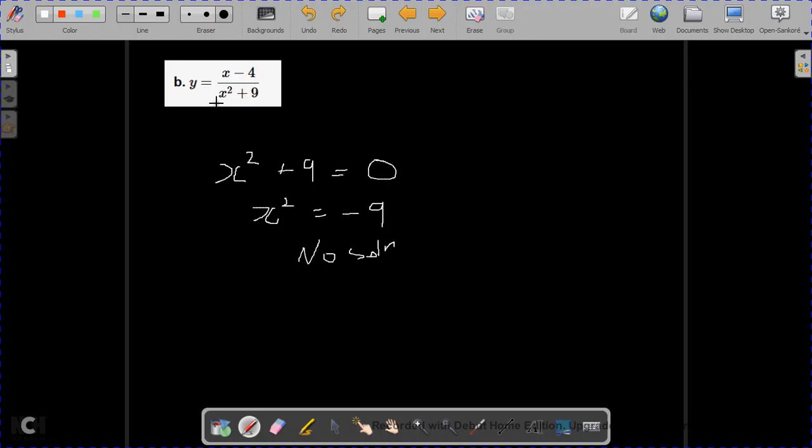and that's because we've got x squared plus 9. So all negative numbers, when we square them, will be positive, and a positive plus a positive, we're not going to get any negative numbers, we're not going to get 0. Okay, so it just means that we're going to have all real numbers for our domain.